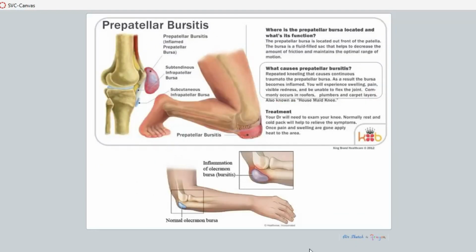Now you can irritate these bursa if you put a lot of pressure on them, a lot of compression on them. They can get inflammation and swell and cause pain and stuff like this. This is prepatellar bursitis. You have a bursa on your elbow that if you have a lot of pressure on it, then you can cause that to become inflamed as well.